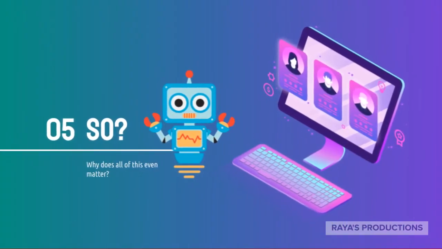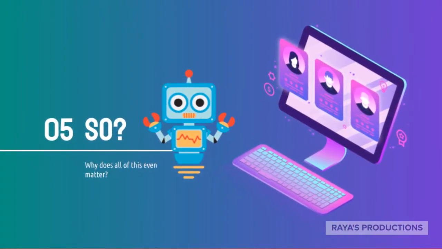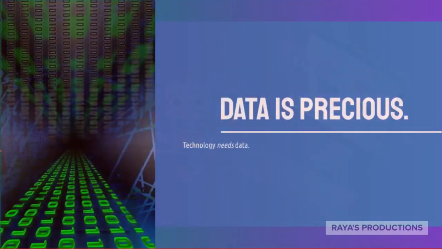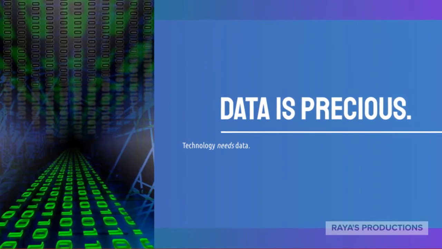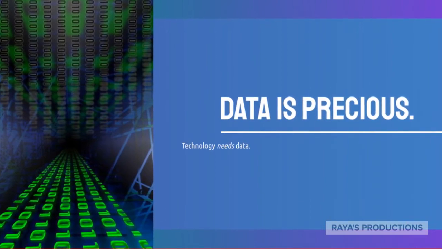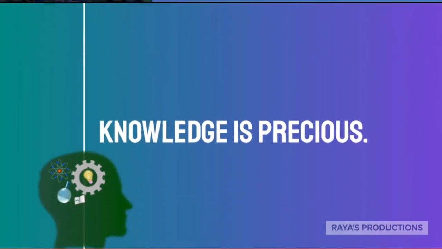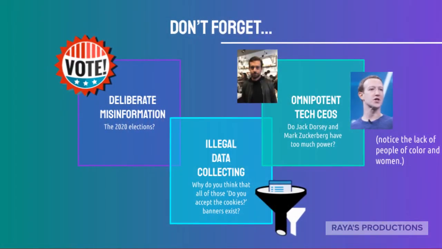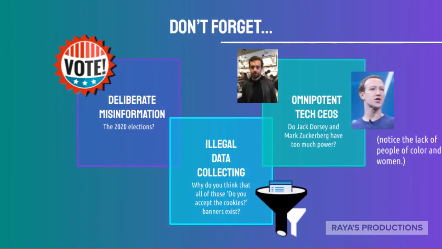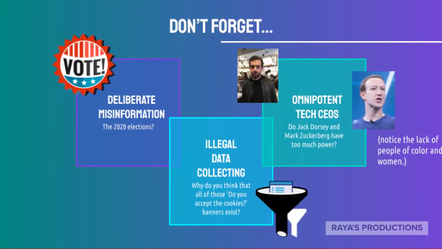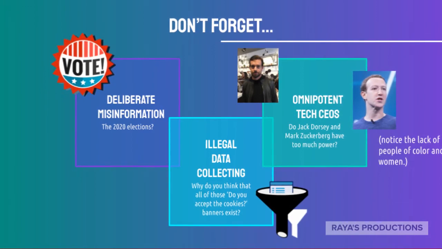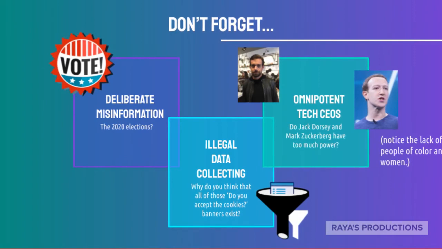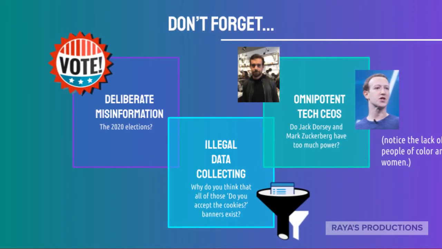At this point, you might be asking, why does all of this even matter? Yes, we have a tech ecosystem, and yes, we use it all the time, but so what? First, we need to acknowledge that data is very, very precious to tech and the people that create it. Knowledge is quite precious to humans. So far, I have painted a fairly harmless picture of tech ecosystems, but then you have to remember the deliberate misinformation during the 2020 elections, or illegal data collecting, or the fact that tech CEOs have a large, maybe too large, say into what can be said on their platforms.